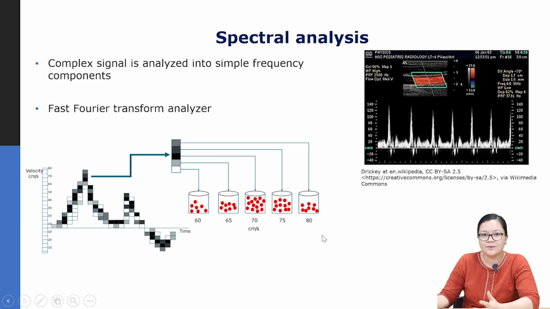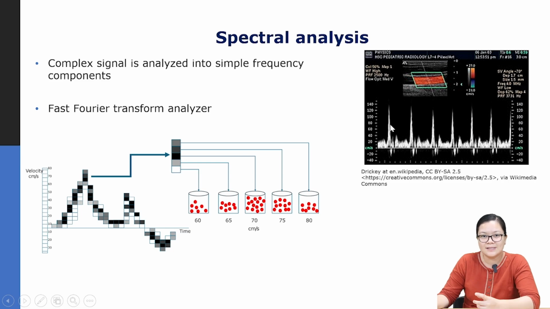We talked about how we can get a spectral Doppler, and that's basically the ultrasound signal being analyzed into its frequency components using a fast Fourier transform analyzer. So the spectral display looks something like this, where you have on the y-axis the velocity of the blood, and it bends depending on the distribution of blood flow inside the vessel right here. And so this is what you would see.